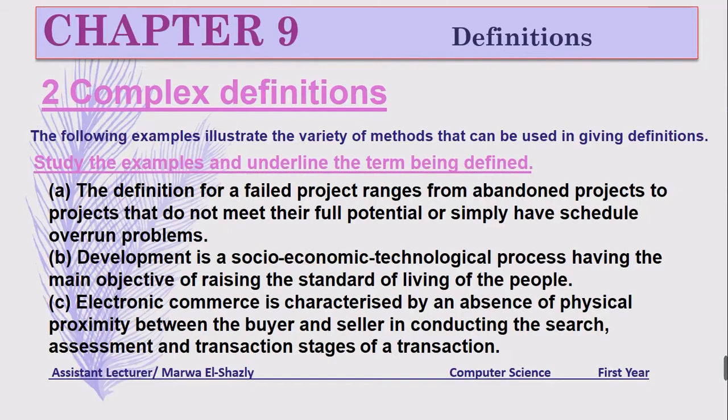Complex definitions: احنا خدنا خلاص simple definitions ودلوقتي هناخد complex definitions. The following examples illustrate بتوضح the variety of methods الطرق المختلفة that can be used in giving definitions. Study the examples and underline the term being defined. يعني احنا هنقرا ال short description ده وهنحدد منه الترم أو الوورد اللي احنا بنعمل الباقي ده definition ليها.